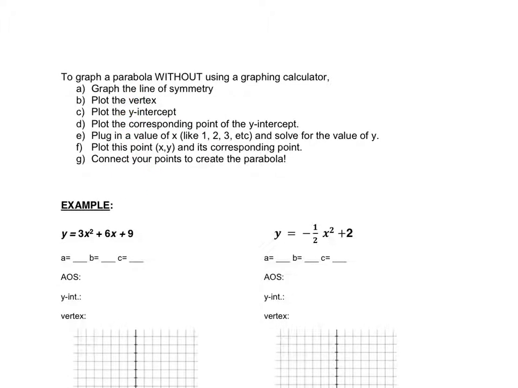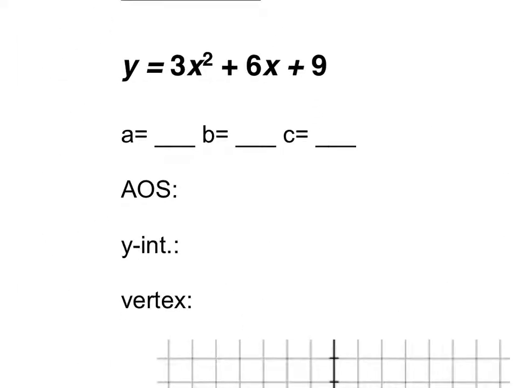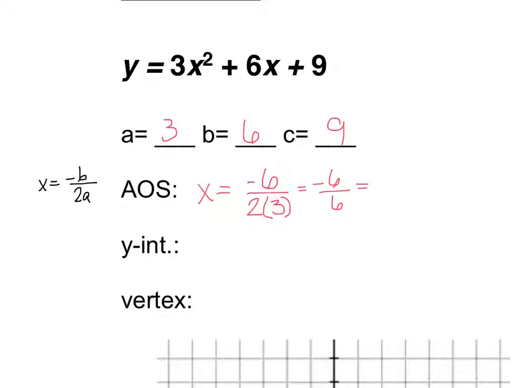All right, so down here, we're going to do this problem first. What are a, b, and c? 3, 6, and 9. All right, the formula for axis of symmetry was x equals negative b over 2a. So for us, x equals negative what? Negative 6 over 2 times 3, which is negative 6 over 6, which is negative 1. So our axis of symmetry is negative 1.